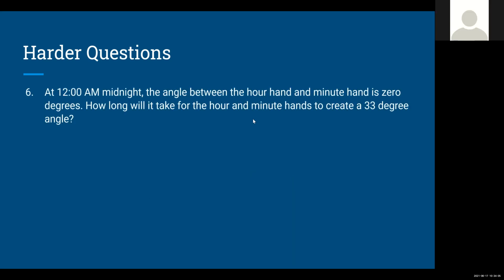Okay, we're going to do some more hard questions, because this is what helps you learn the most. So the question is, at 12 a.m., so midnight, the angle between the hour hand and the minute hand is 0 degrees. How long will it take for the hour and minute hands to create a 33-degree angle? So remember that it's both the hour and minute hand. So you're going to need to know how much each of the arms move in a minute, or in however long you're doing.